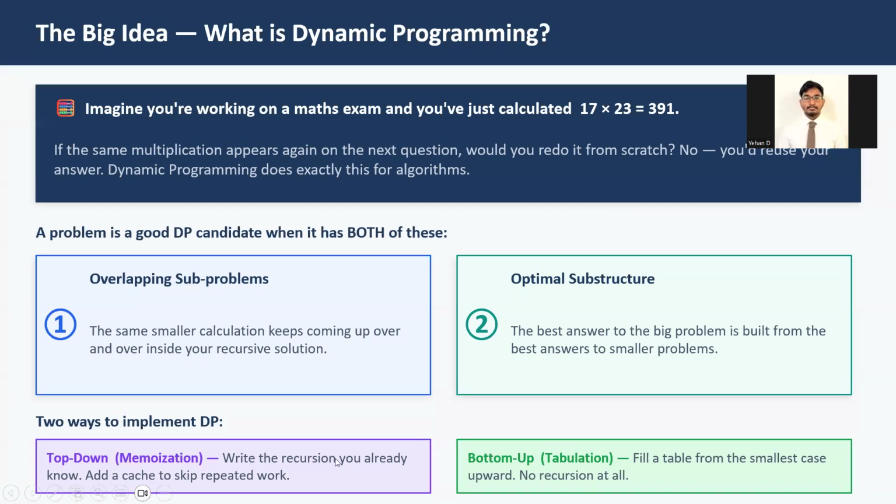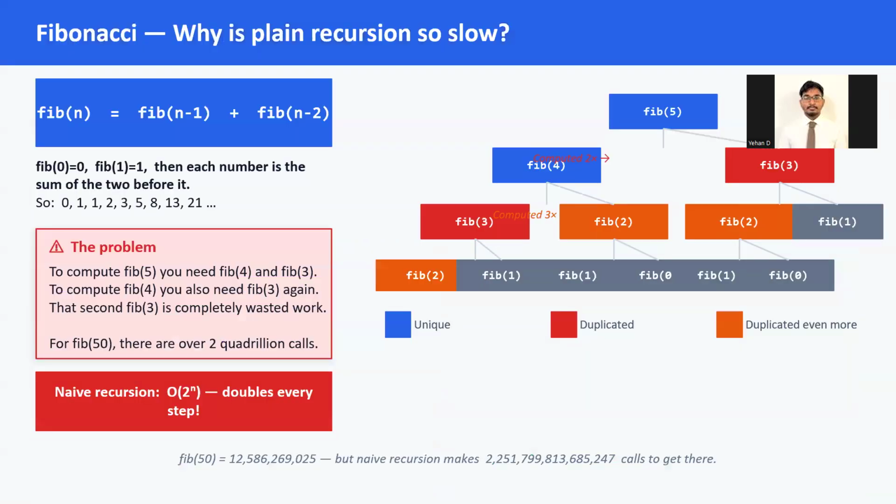So for the caching, we usually use two techniques. It's called memoization and tabulation. You can research into that if you want to dive deep into dynamic programming.